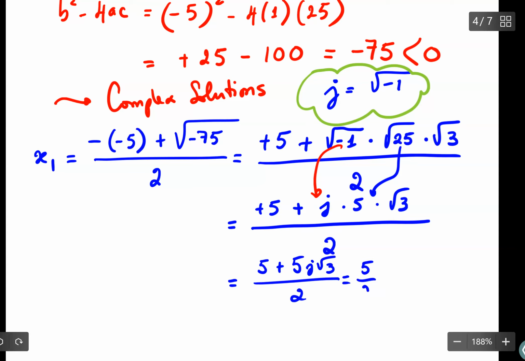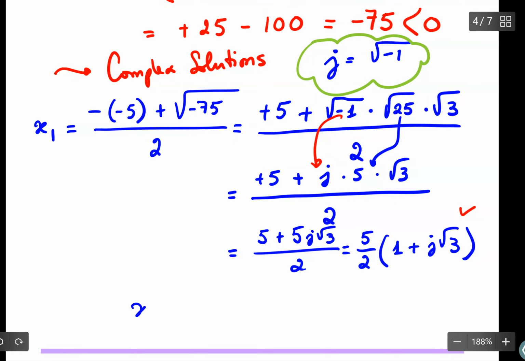Factor out the 5 over 2. Inside the bracket, I should have 1 plus j root 3. So this is one of the solutions. From this solution, I can write x2 equal to 5 over 2 times 1 minus j root 3.